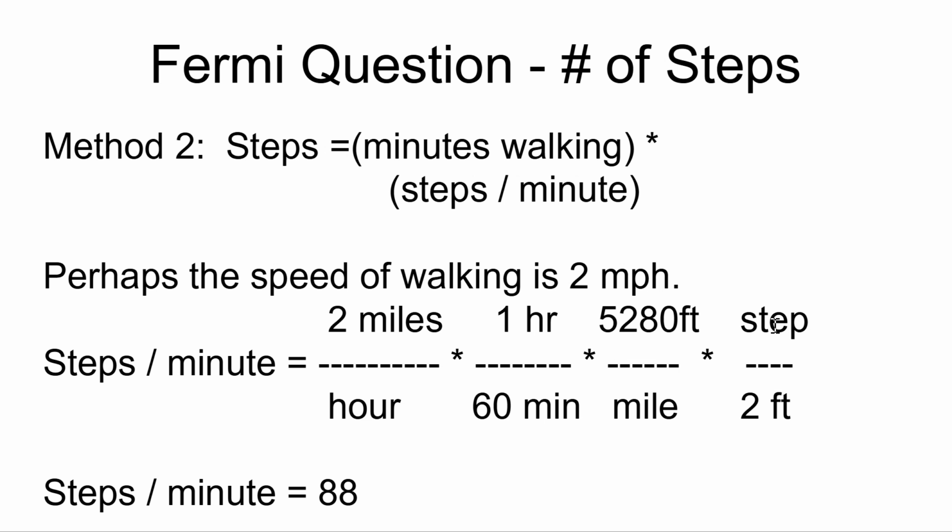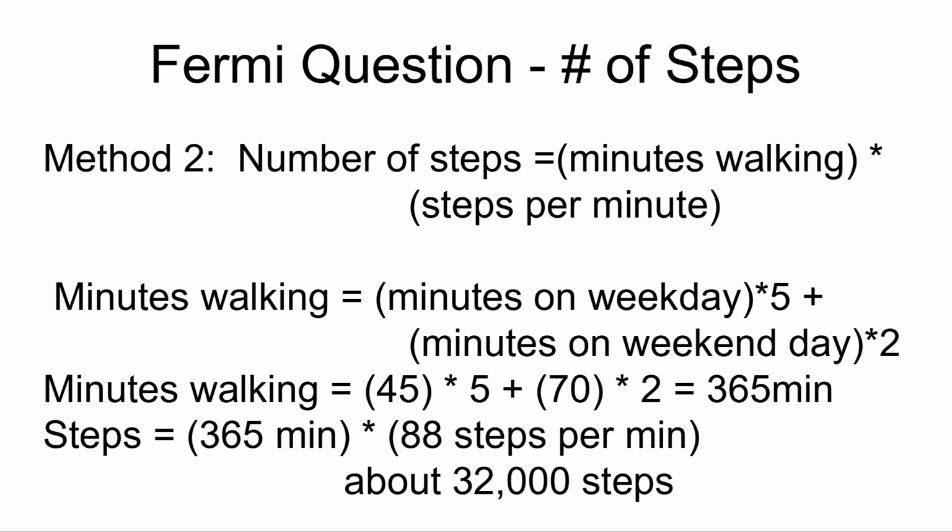And then again, I'm guessing one of my steps covers a distance of 2 feet. So the feet units will cancel out. And I'll be left with the number of steps per minute. All the other units have canceled off. So 88 steps per minute is my average steps per minute, I'm guessing. So what about the number of minutes I spend walking?